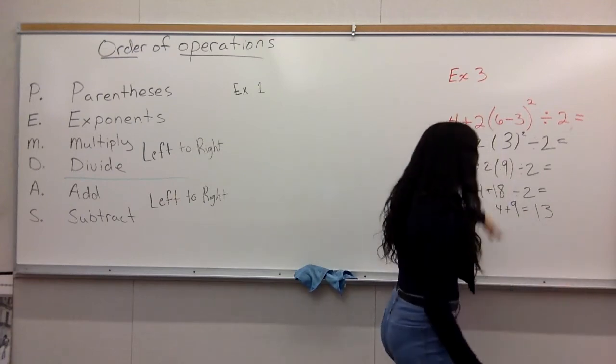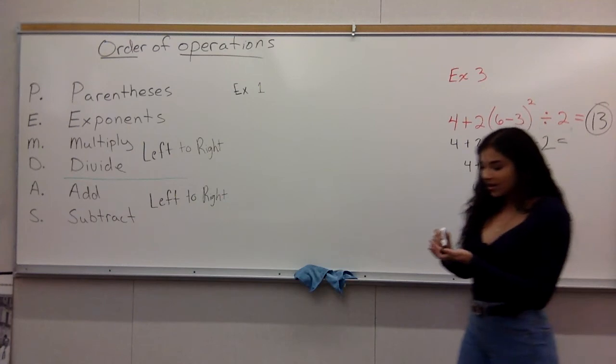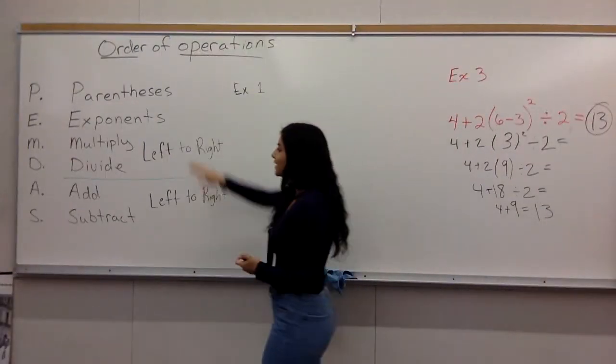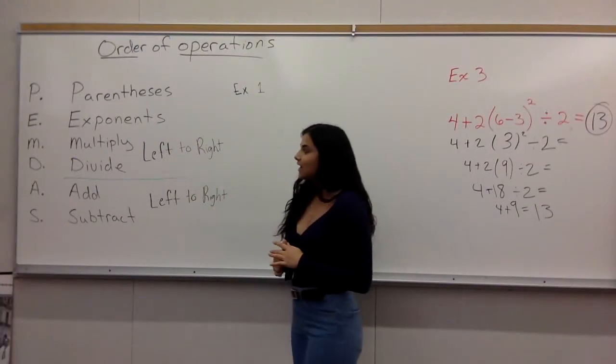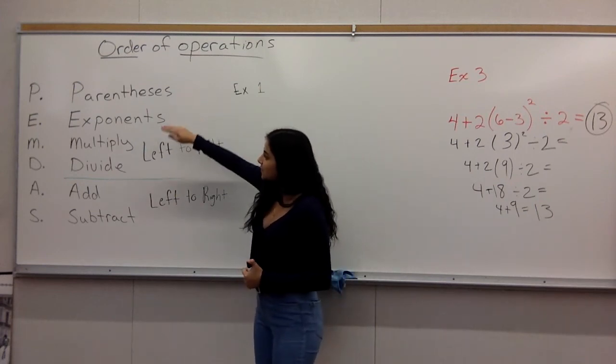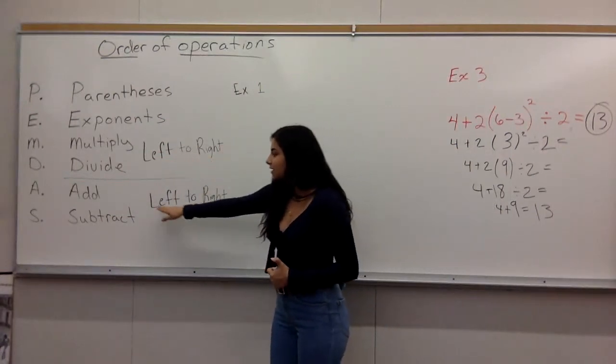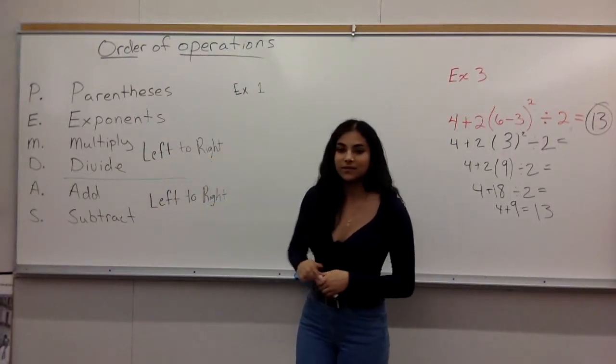So the answer to this whole problem is 13. Now just remember in what order you should do them. Write this down on your paper and look at it if you have to see which comes first. You do parentheses, exponents, multiplication and division, whichever one comes first from left to right. Then addition and subtraction, whichever one comes first from left to right.